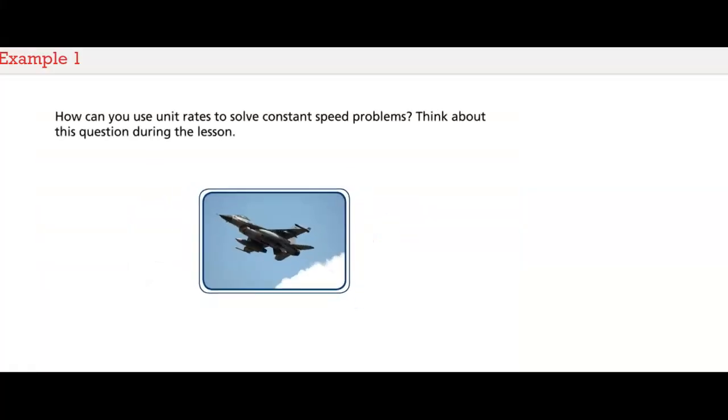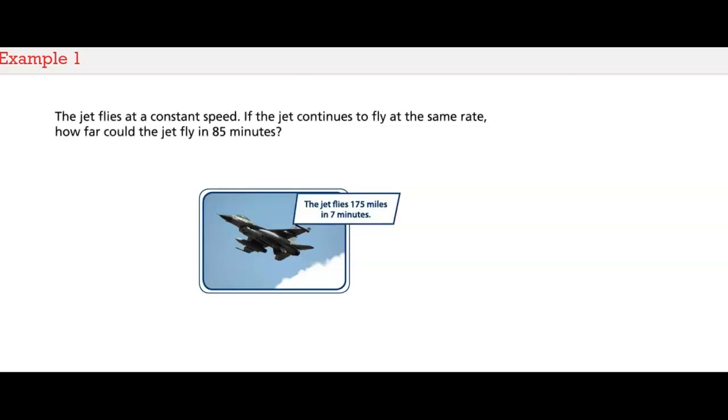Can you use unit rates to solve constant speed problems? Think about this question during the lesson. The jet flies at a constant speed. If the jet continues to fly at the same rate, how far could the jet fly in 85 minutes?